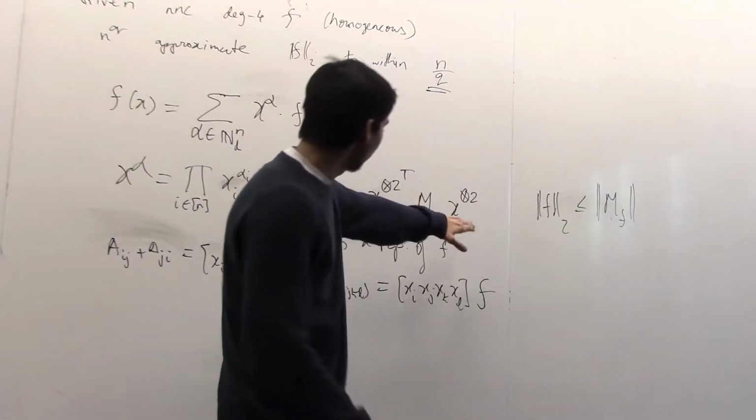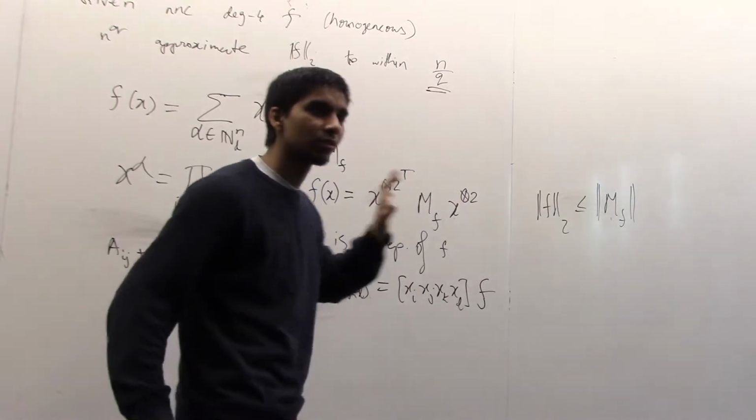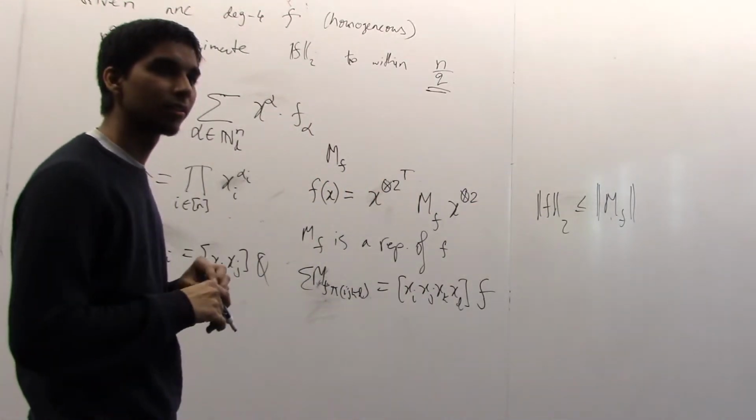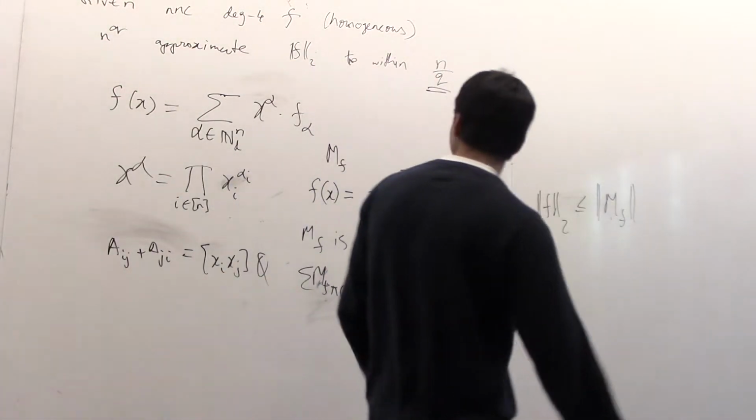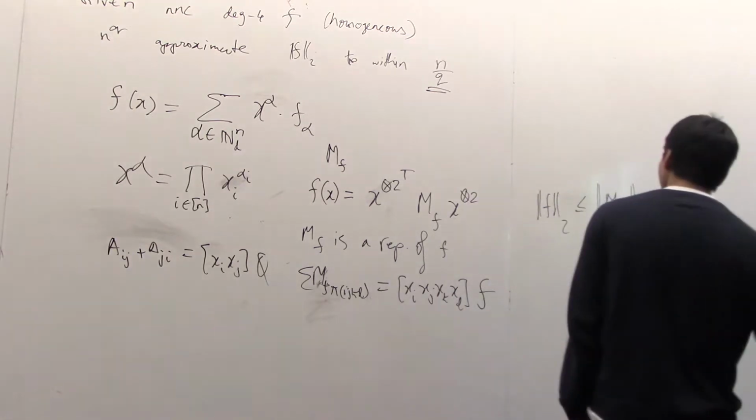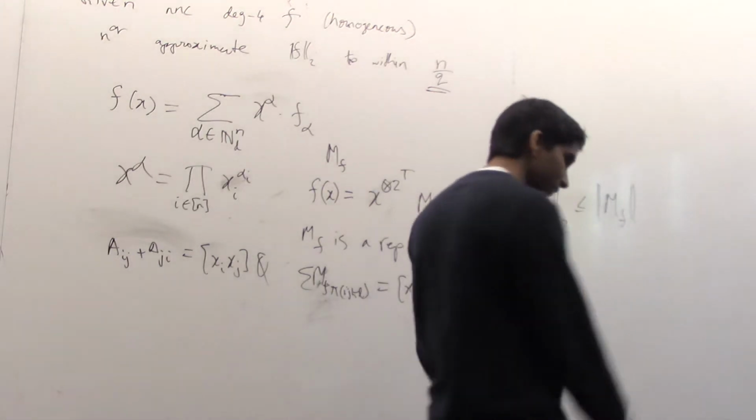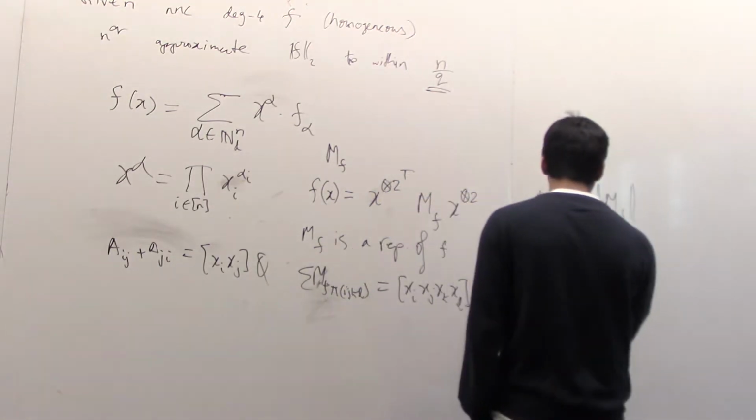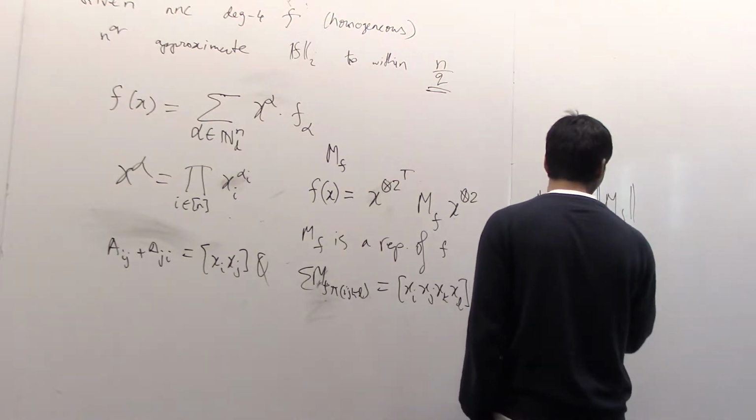Since x is a unit vector, x tensor twice is also a unit vector. So that has to be true. Okay, so now this prompts the following definition, where you define, let's call this the spectral norm of a polynomial f.